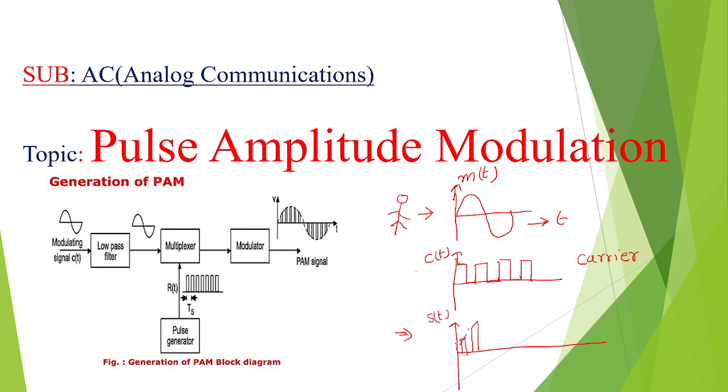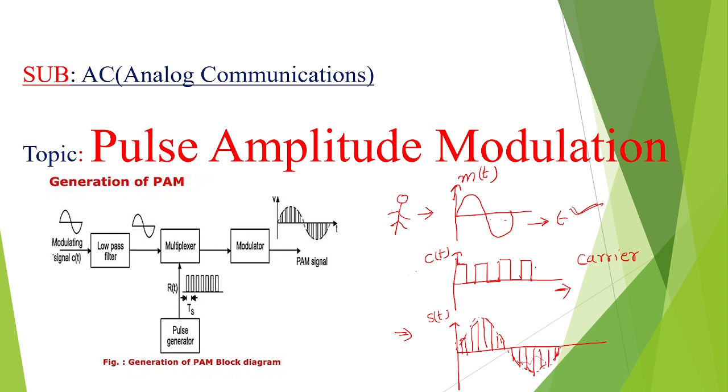Just assume this is the message signal, and according to that the pulses are varied. So this is pulse amplitude modulation. When the carrier pulse is varied according to the message signal, it is called pulse amplitude modulation. Generally, it is named as pulse modulation.